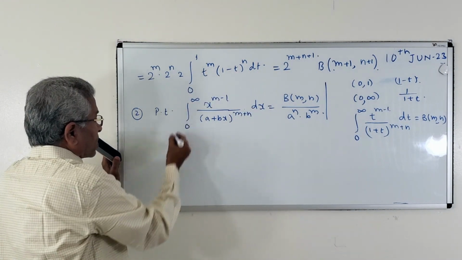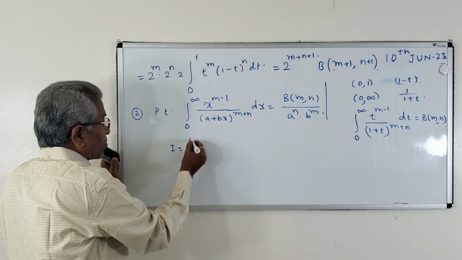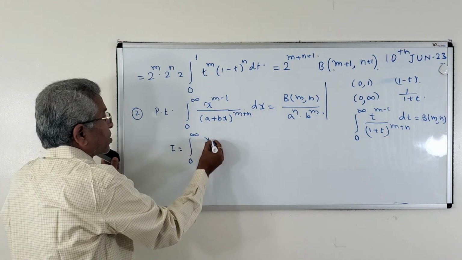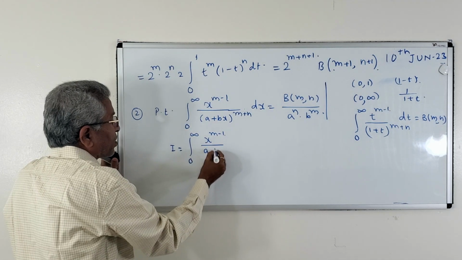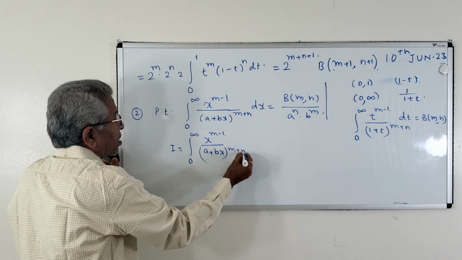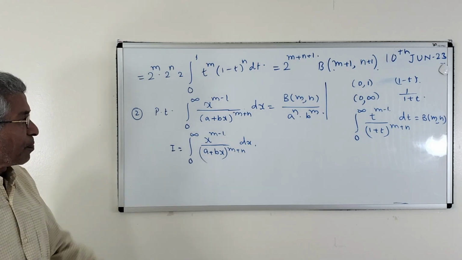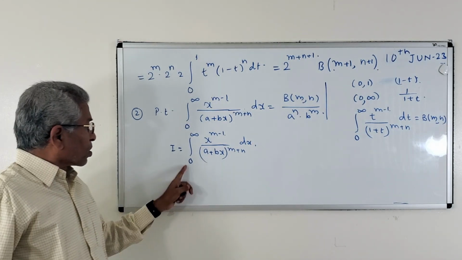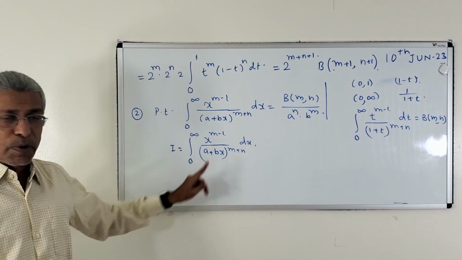So if we call this I equals to, see the substitution for this integral, a very simple substitution: x raised to m minus 1 upon a plus bx raised to m plus n dx. That is the integral. Now, for 0 to infinity, a plus bx is the main or important factor.